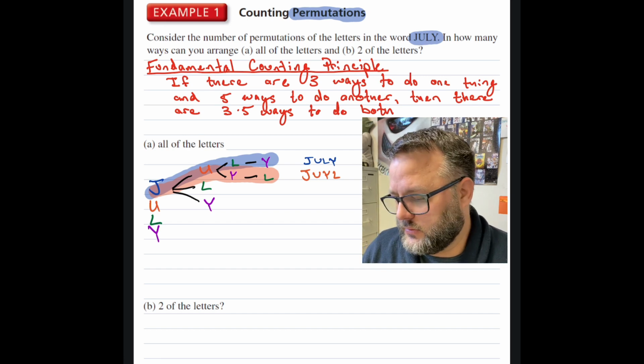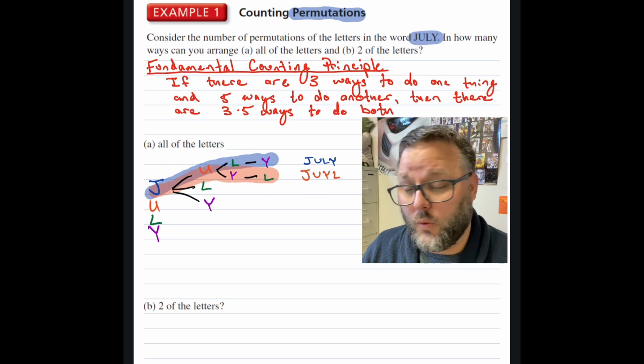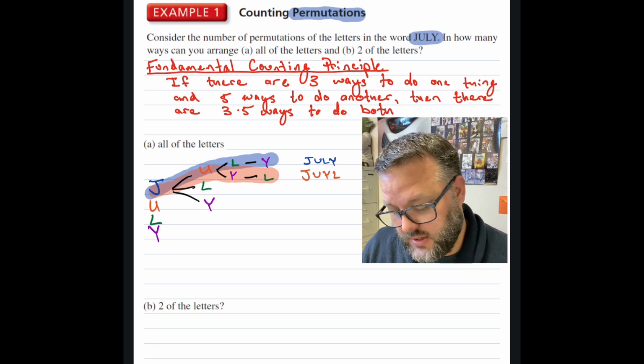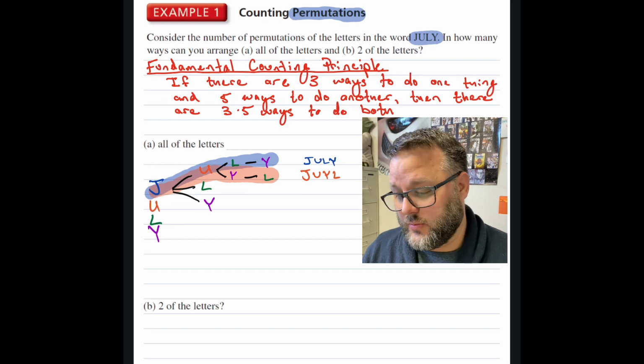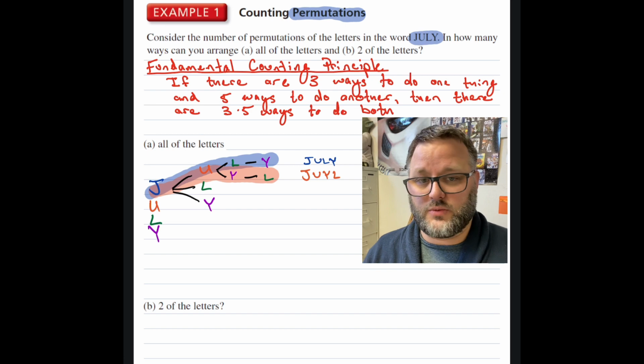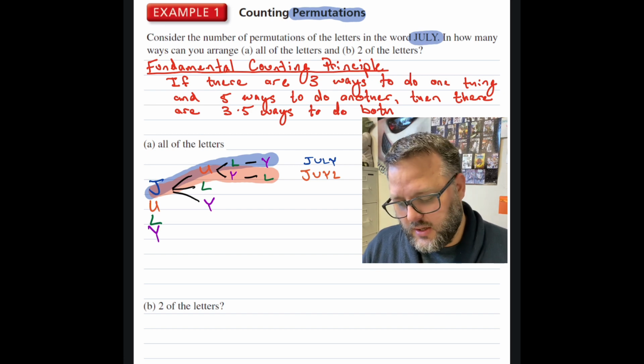No, not 2. I think it's 4. Example 4 is combinations. So when we get to example 4, that might make a little bit more sense. For now, just understand this is a permutation. It's telling you it's a permutation, so we're just going to use the rules of permutation.